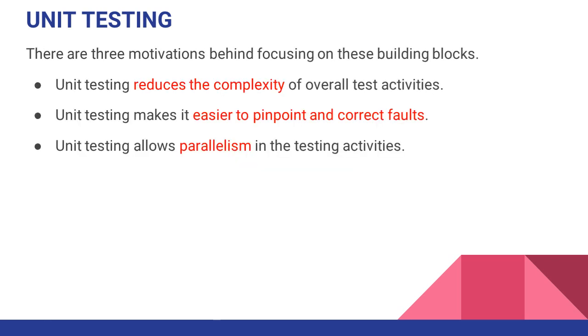There are three motivations behind focusing on these building blocks. First, unit testing reduces the complexity of overall test activities, allowing us to focus on smaller units of the system. Second, unit testing makes it easier to pinpoint and correct faults given that few components are involved in the test. The last one is that unit testing allows parallelism in the testing activities, that is, each component can be tested independent of the others.